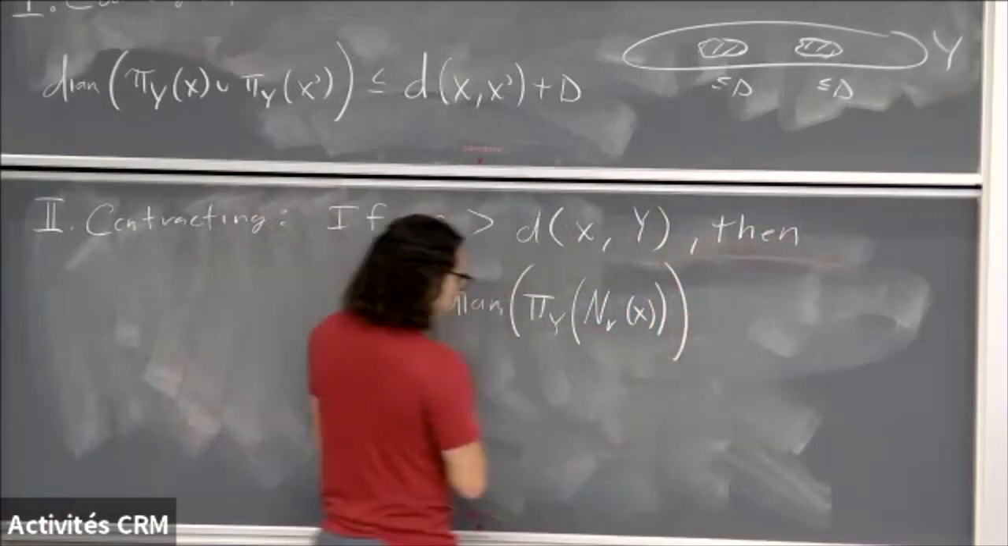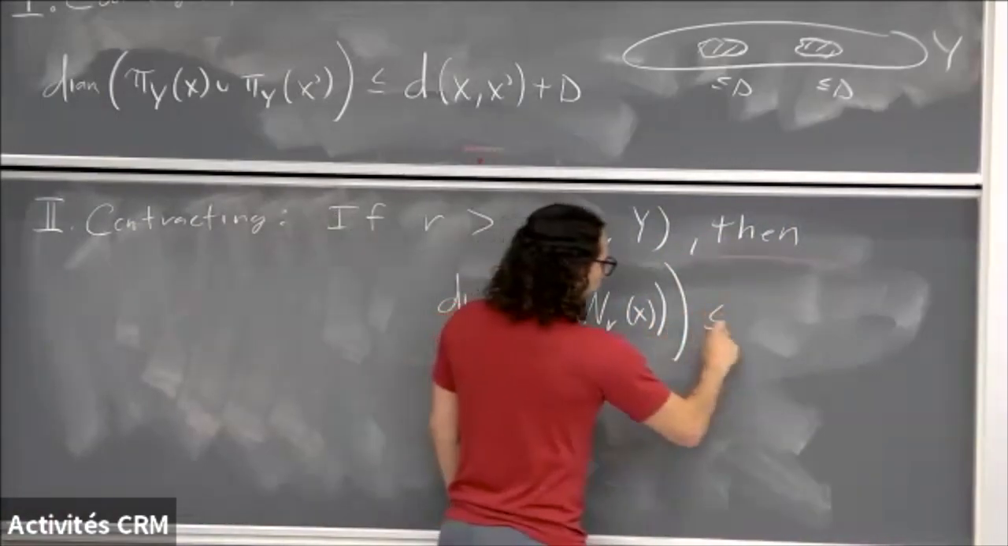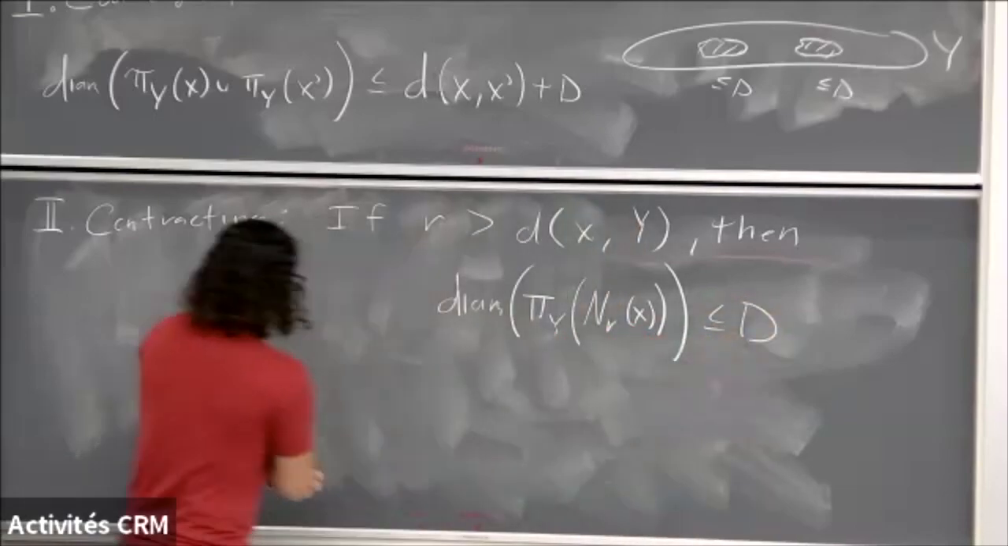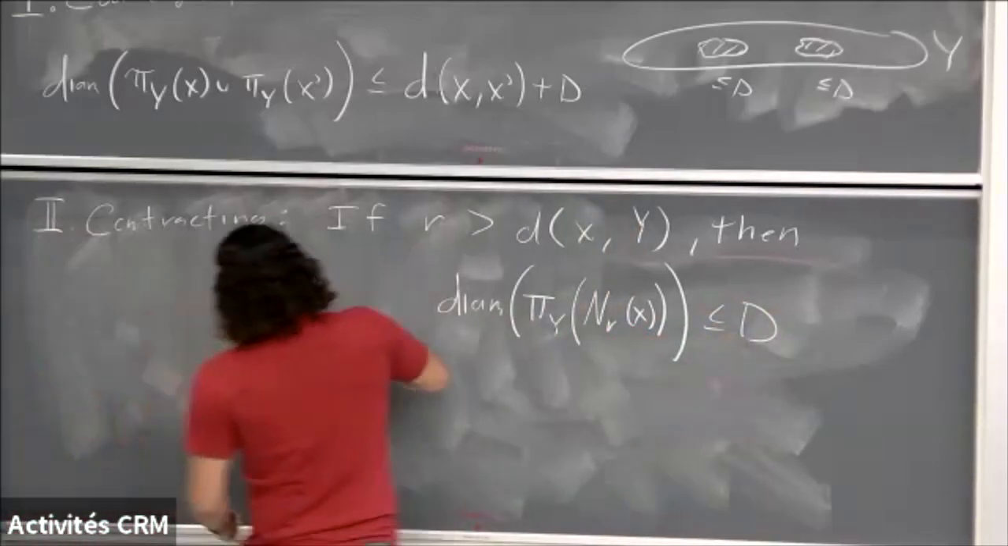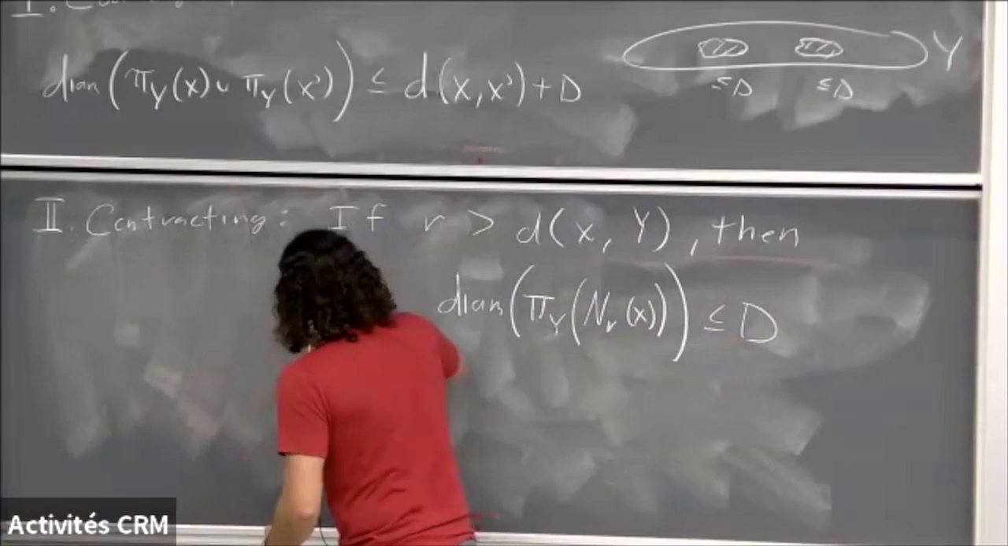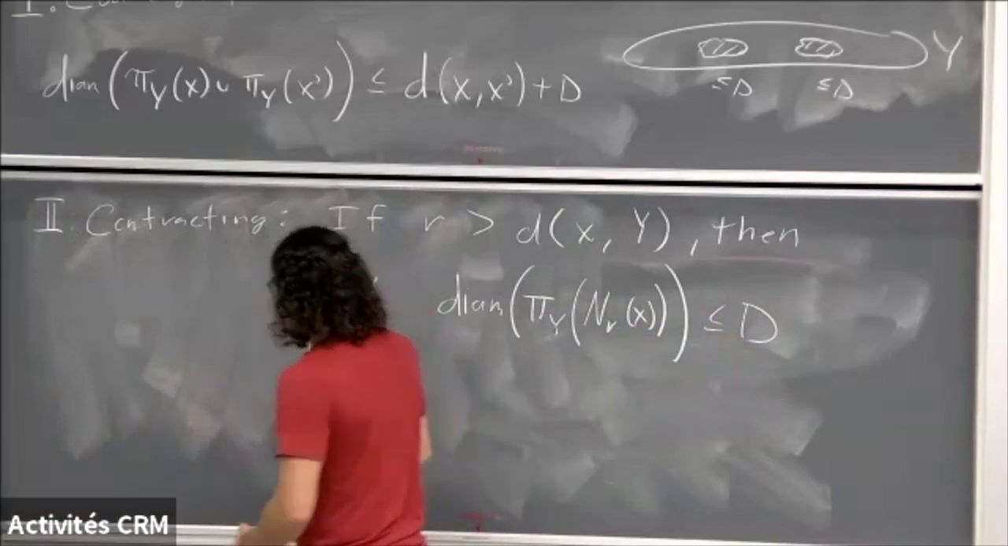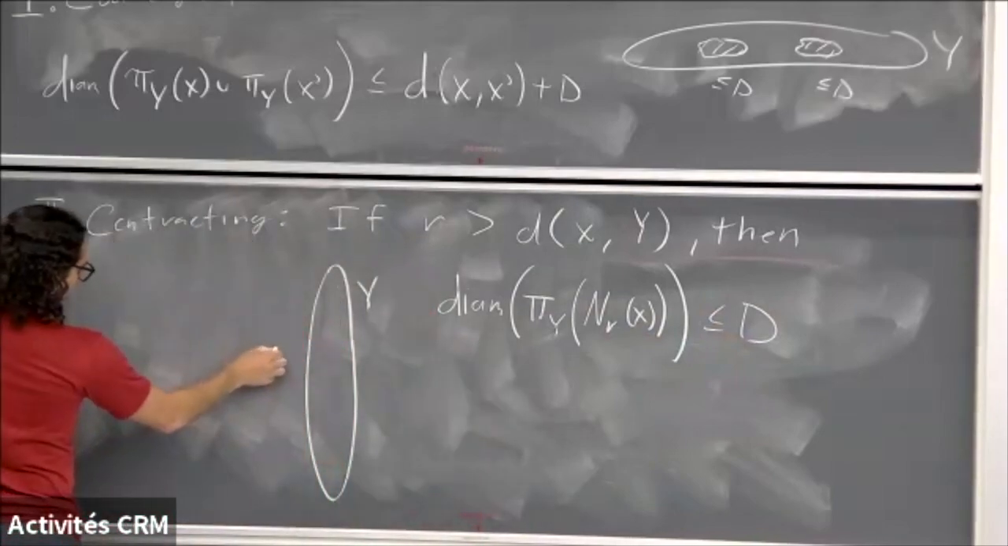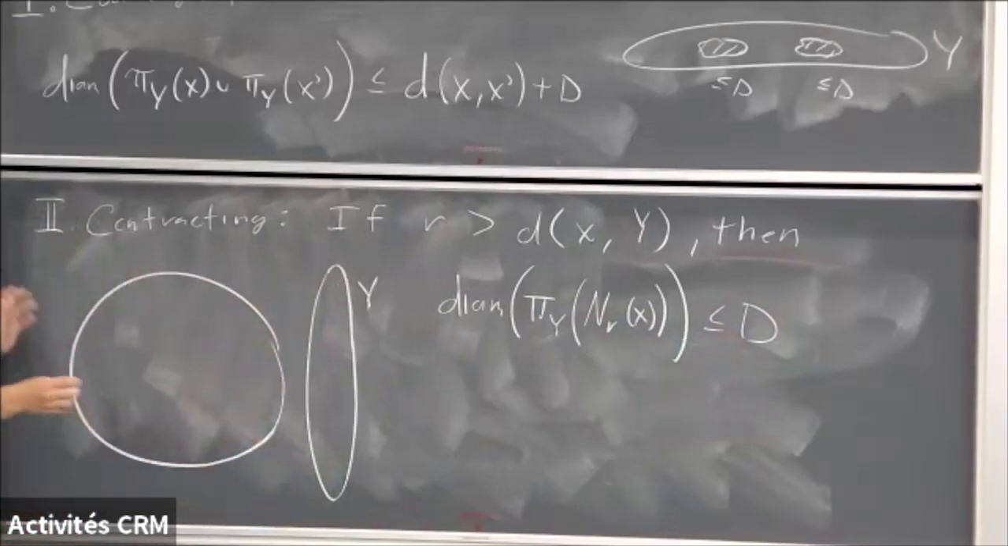One more: that diameter is bounded by D. Okay, so let me draw a picture over here. I have a subset Y. I have some large ball. It can be as big as I want as long as it doesn't touch Y. I want the R ball to be disjoint from Y.